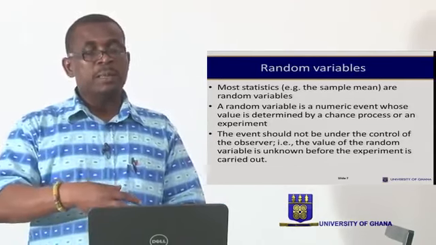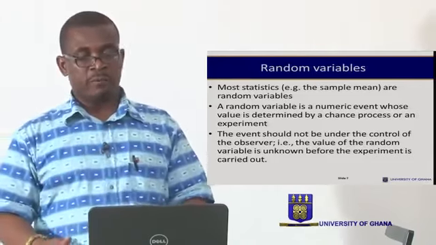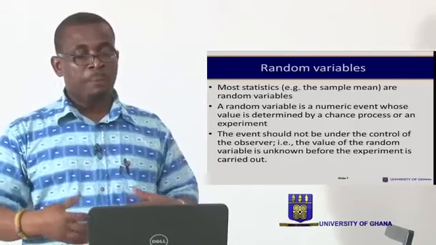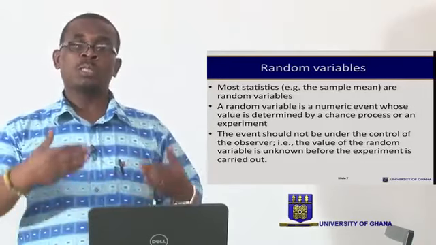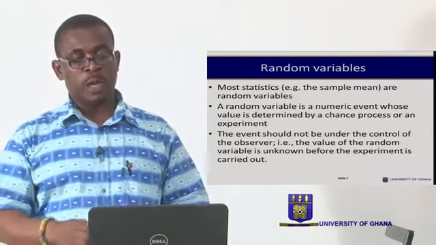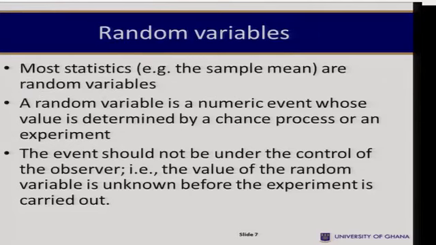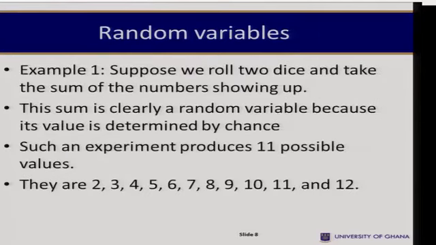So the value of the mean would occur by chance. Anything that happens by chance, or any numeric event which happens by chance, is called a random variable. So a random variable is said to be a numeric event whose value is determined by a chance process or an experiment. So let's take this example.